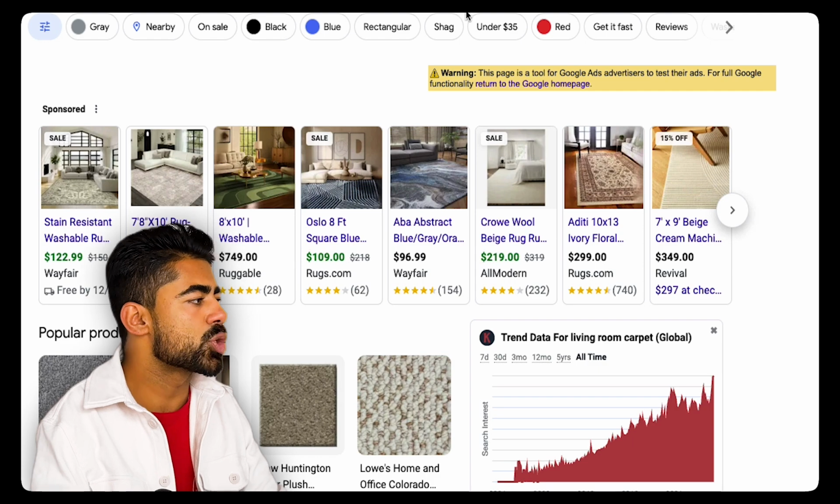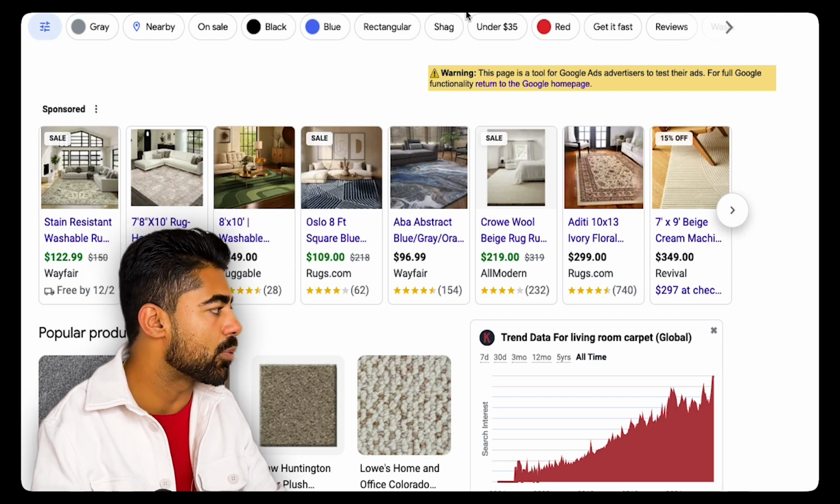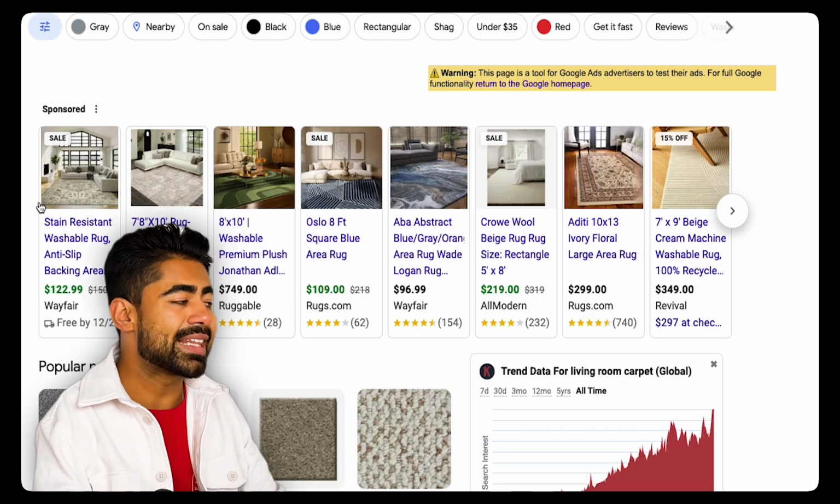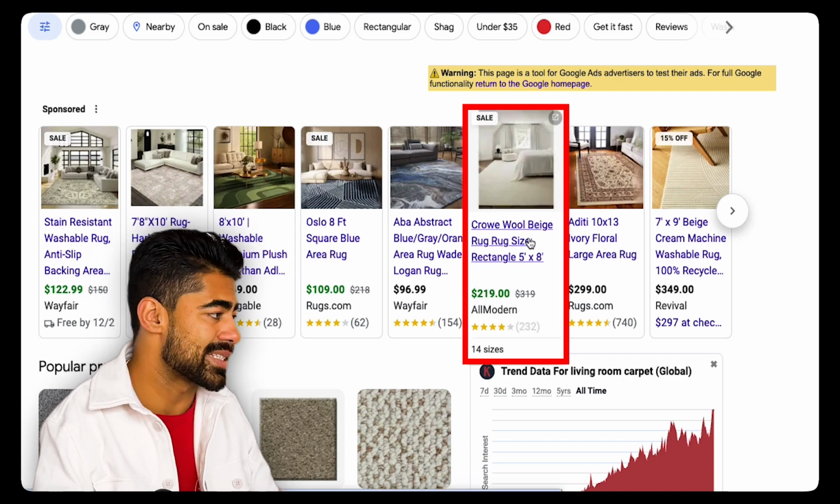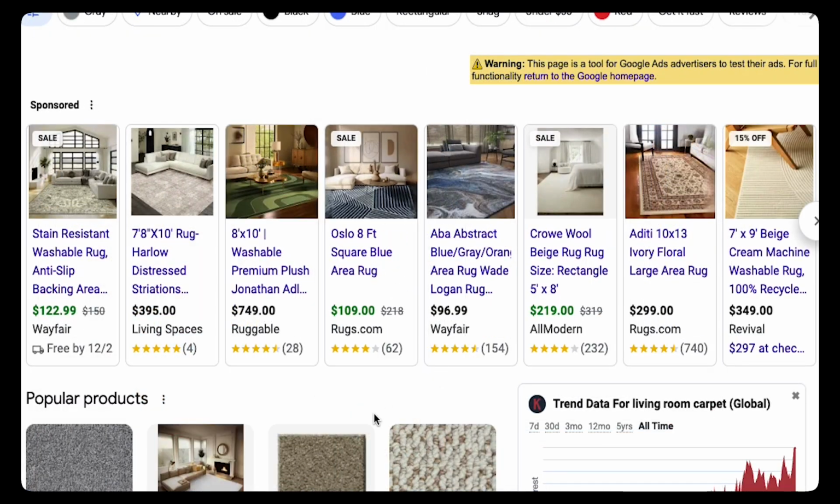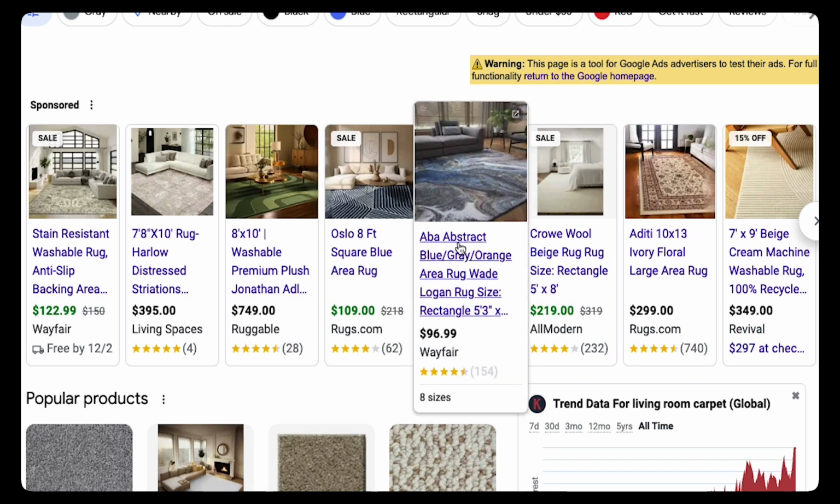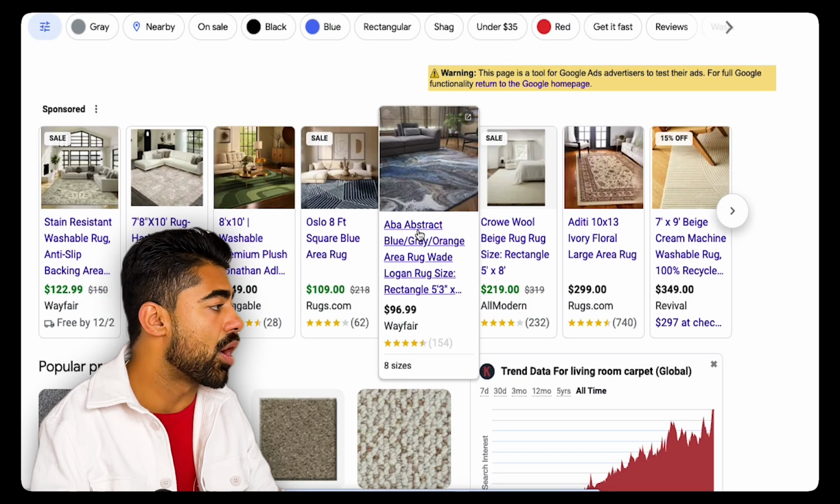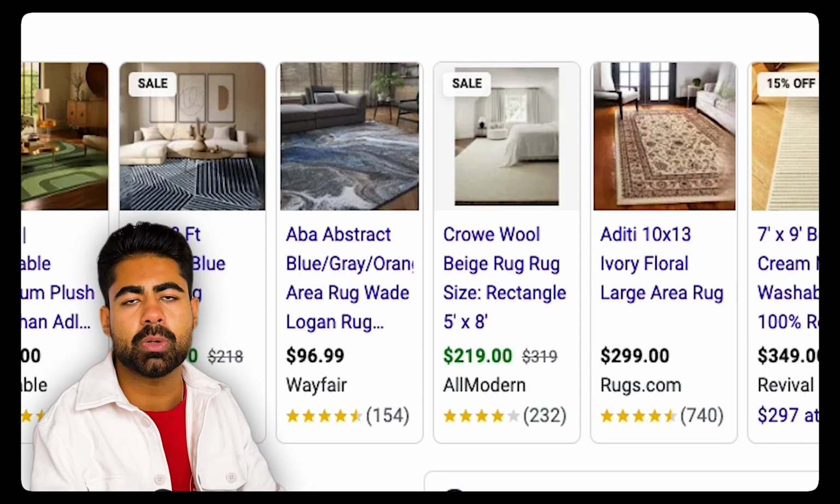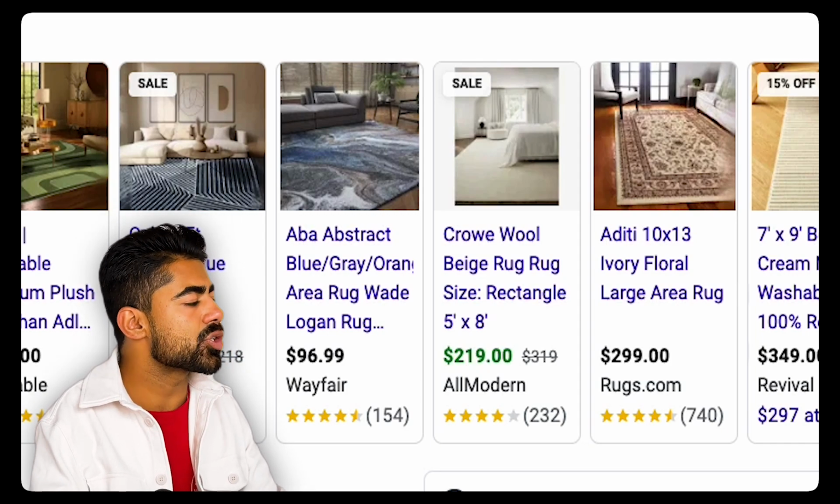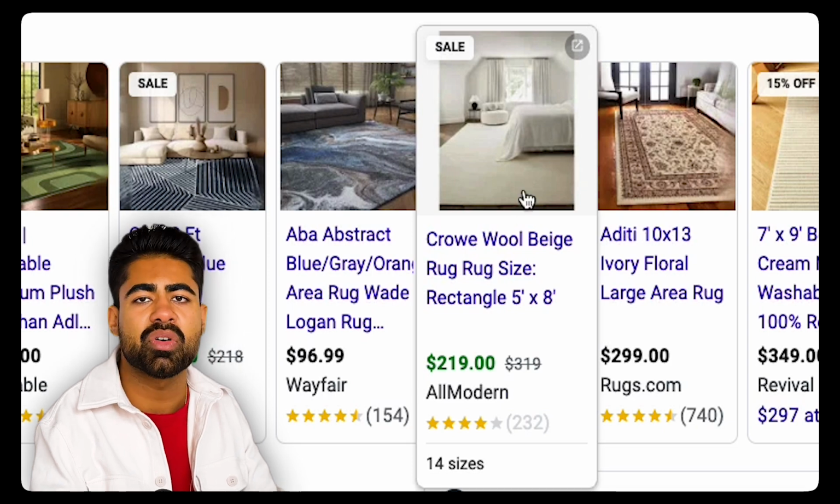But this now brings us to a good example of a brand which is doing this absolutely correctly, and that brand is AllModern right here, all the way third to last essentially. Now, if we take a closer look at all of these other products coming up, again, they are very, very similar to each other, with very little difference between all of these. However, if you take a closer look at AllModern, you'll understand that it does not even have a square image. It's more of a vertical image.